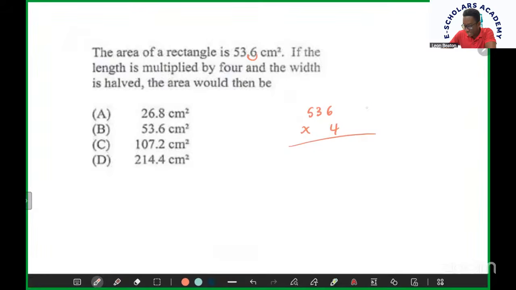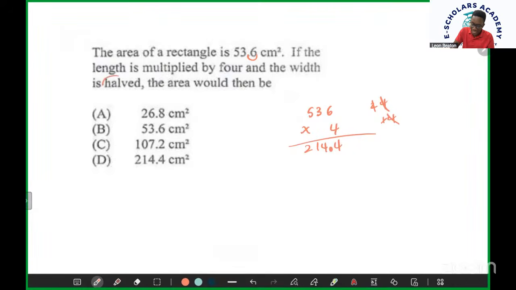So 4 times 6 is 24. This will go here. 4 times 3 is 12, and 2 is 14. 4 times 5 is 20, and 1 would be 21. So I bring the point back in. Now I have 214.4.